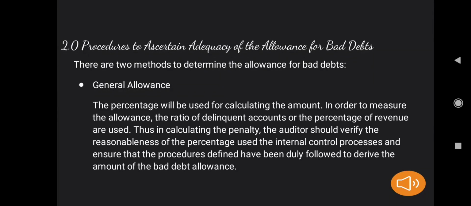The next one is procedures to ascertain adequacy of the allowance for bad debts. There are two methods to determine the allowance for bad debts. First one is general allowance. In this method, a percentage will be used for calculating the amount. To measure the allowance, the ratio of delinquent accounts or the percentage of revenue is used. Thus, in calculating the allowance, the auditor should verify the reasonableness of the percentage used and the internal control processes, and ensure that the procedures defined have been duly followed to derive the amount of the bad debt allowance.